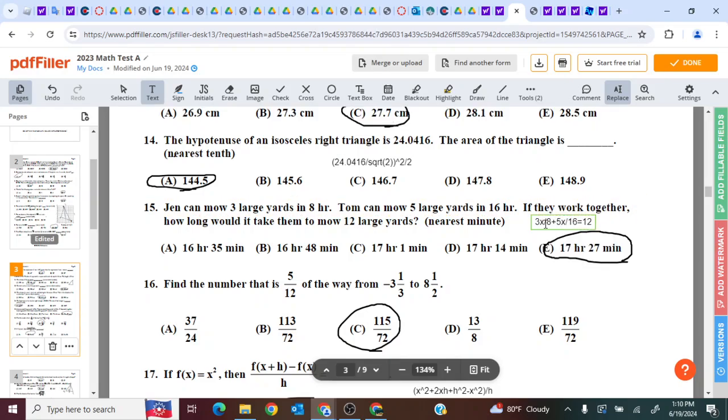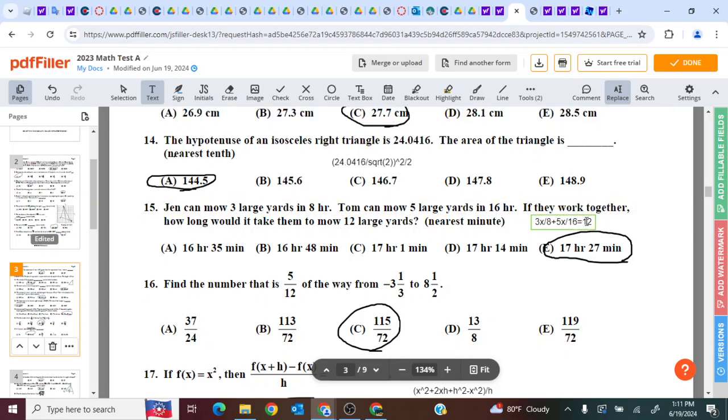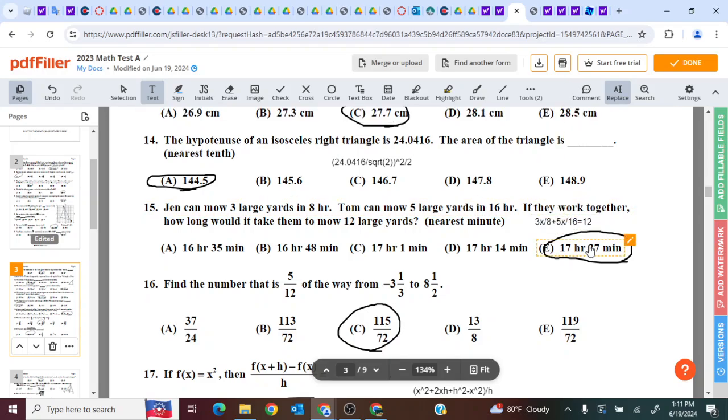Because you need to think of these things and these times in terms of rates. So if Jen completes 3 yards in 8 hours, her rate is 3/8 yards per hour. The similar is with Tom. Tom is 5 over 16 yards per hour. And then that is multiplied by some amount of time in order to complete 12 yards right here. If you do that, you'll get a value of like 17.45, which is 17 hours and 27 minutes.